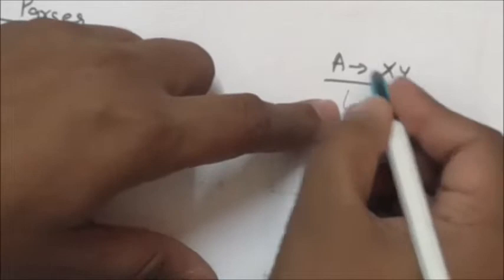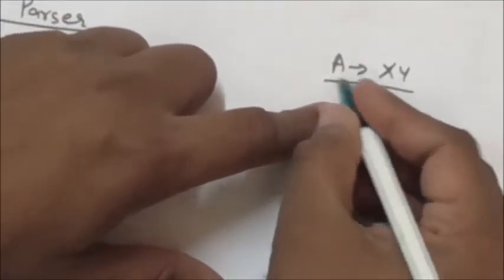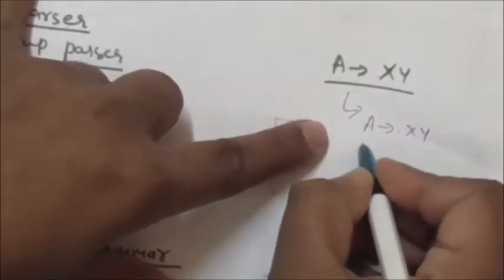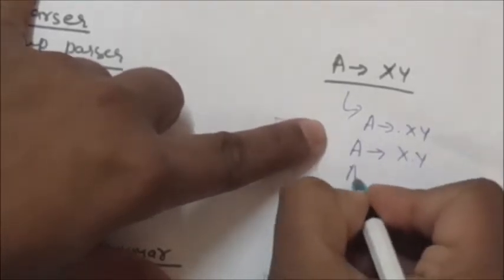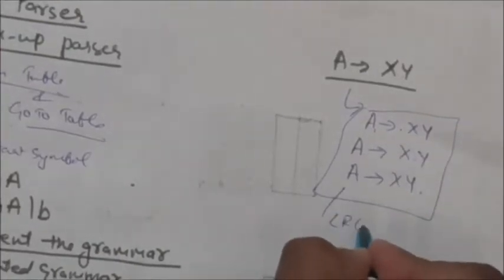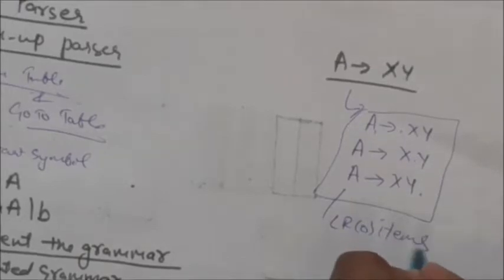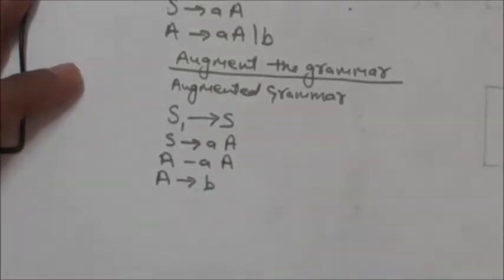So when we place this single dot on the right part of this production rule, then we will get these production rules. A derives dot XY, right? A derives X dot Y. A derives XY dot, right? So we will get these new production rules, right? So these new production rules are called LR0 items. So for this augmented grammar, for every production rule we need to find the LR0 items.